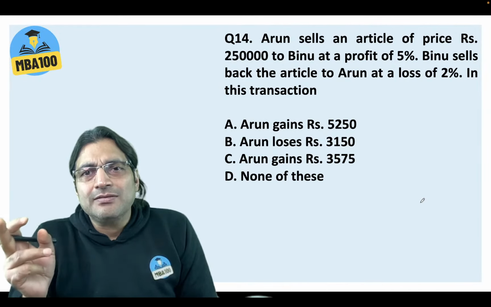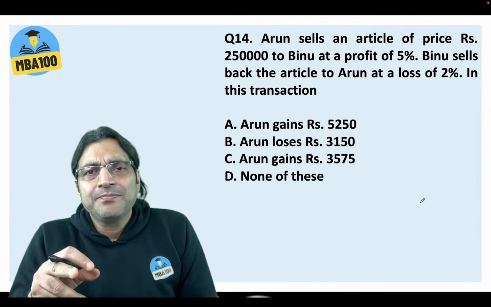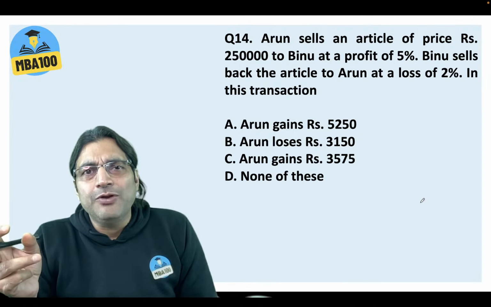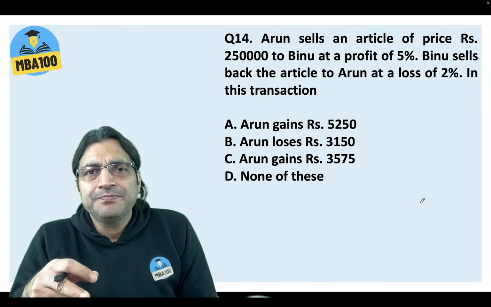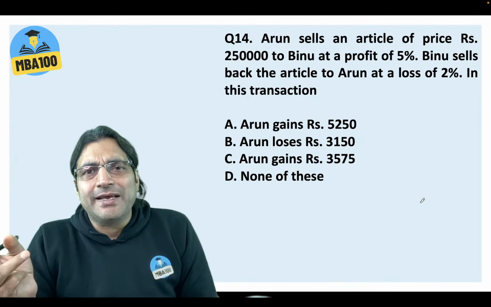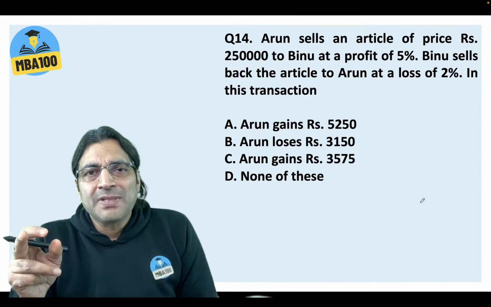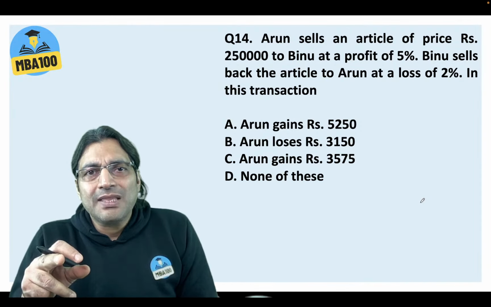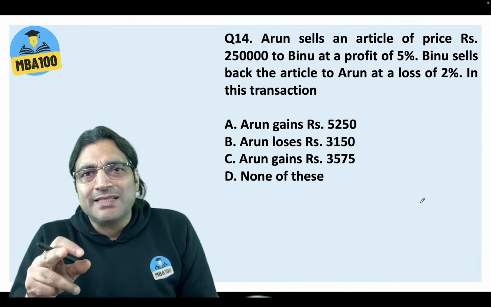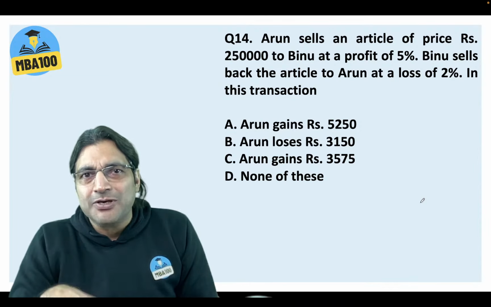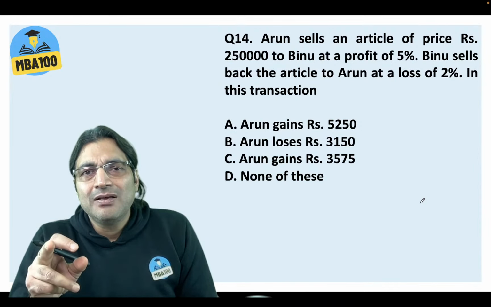Arun sells an article and he gets it back. He pays some money to Binu and he gets some money from Binu. And whatever Arun had given initially, he gets that back. And ultimately here it would be a zero-sum game. So if someone loses, whatever is the amount of loss, that very thing would be the amount of gain for the other person because it's a zero-sum game.